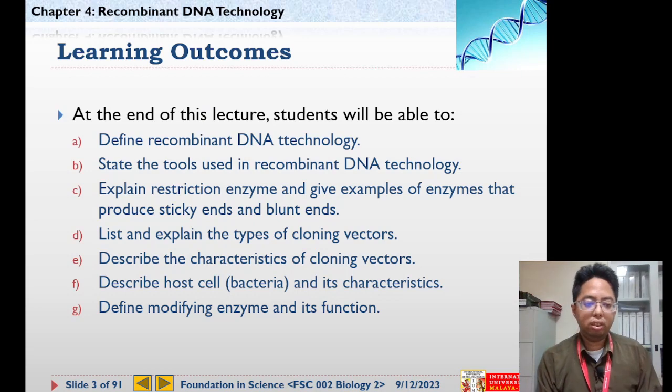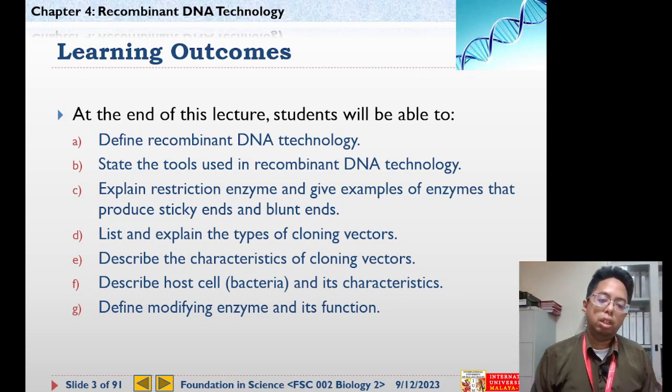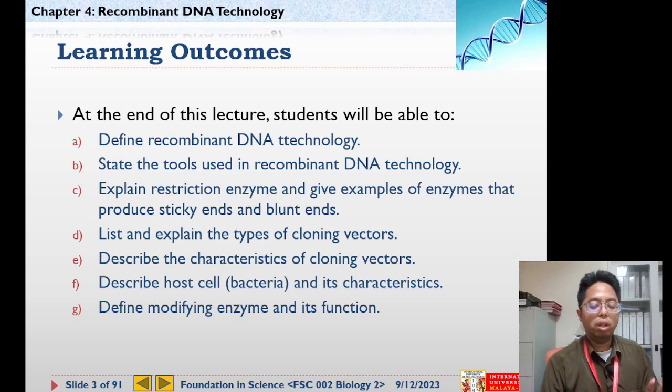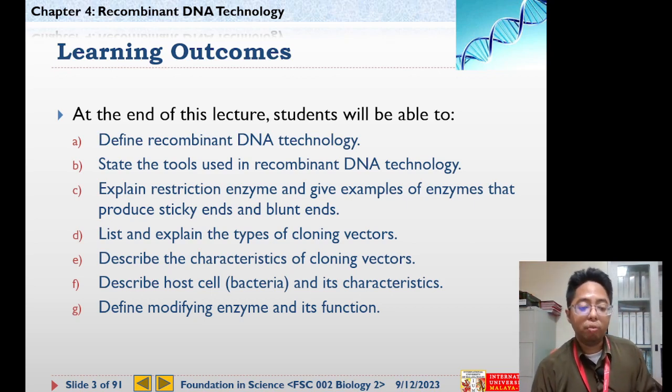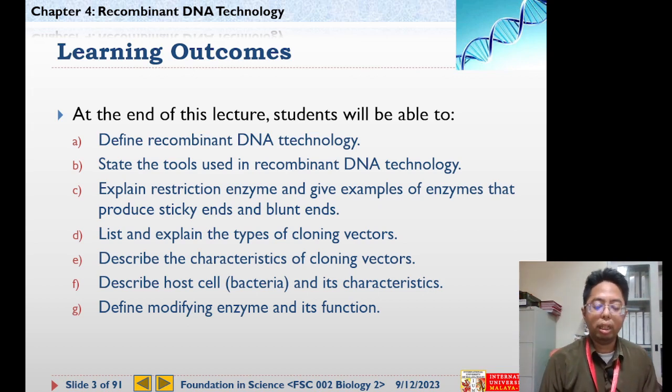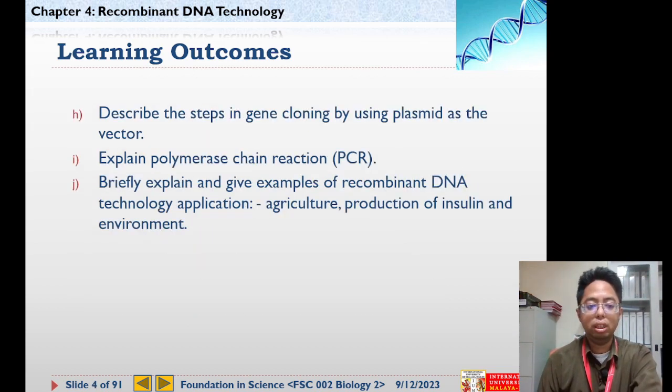Students, now we are in chapter 3, recombinant DNA technology. So here are all of the learning outcomes. You must know how to define DNA technology, what the tools are. Within the tools, you can explain what kind of things are there and what they do. And then you also have to be able to describe what the cloning vectors are, and then the host, and then lastly, modify enzyme and function.